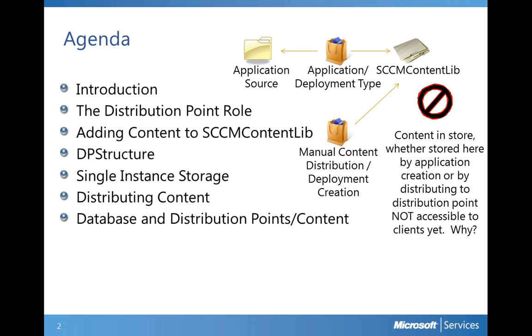The new SCCM Content Lib folder structure is built to allow for single instance storage. Again, we'll see that in some of the demos that we're going to go through. Specifically meaning that if the content is already cached there one time and the same content is used again in maybe another source directory that has some similar files, we will just simply put a pointer to the existing content rather than store it twice.